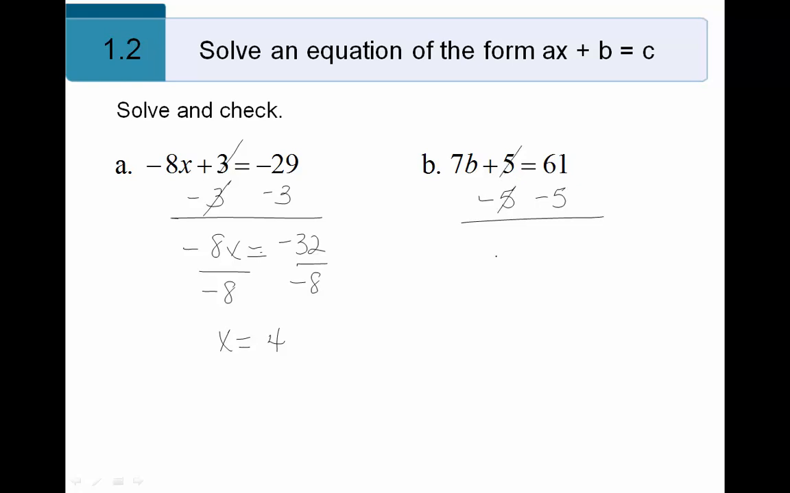The 5's cancel, leaving 7b is equal to 56. With the variable on one side and the number on the other, steps 2 and 3 are complete. Step 4 is to remove the coefficient. To do that, we'll divide both sides by positive 7, and we end up with b is equal to 8.